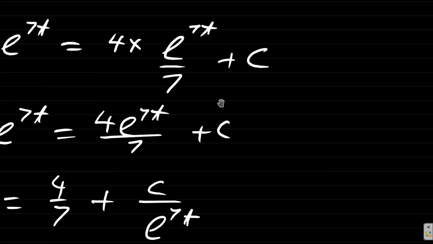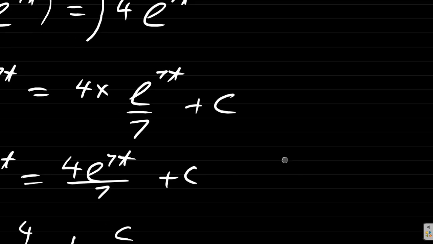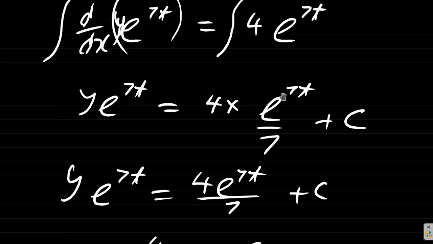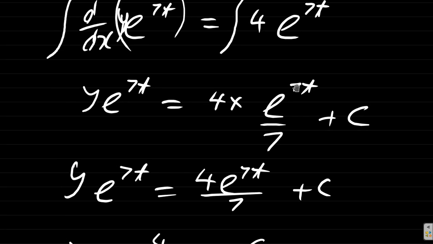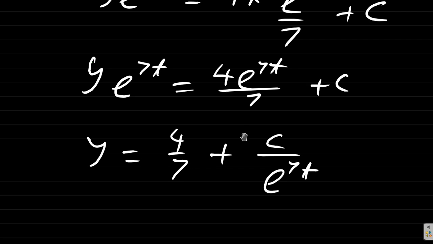That's where I showed the review of integrating by substitution to see how this 7 got under this. I made the u be the whole e to the 7t, but that shouldn't be. I realized later on that the u is equal to 7t. So when you integrate by substitution, make u equal to 7t and then you work it out. Then y e to the 7t equals 4e to the 7t over 7 plus c. So this is what we get.